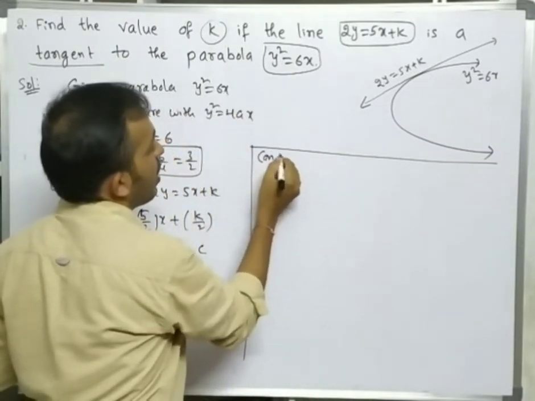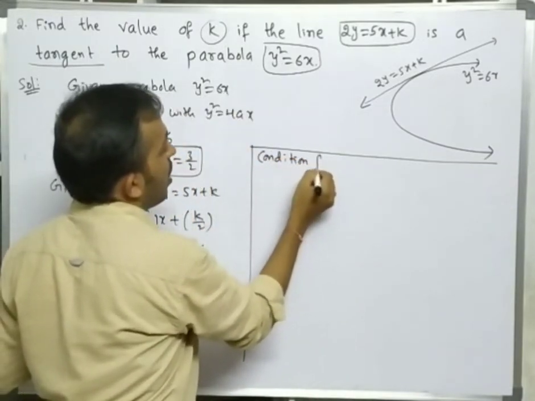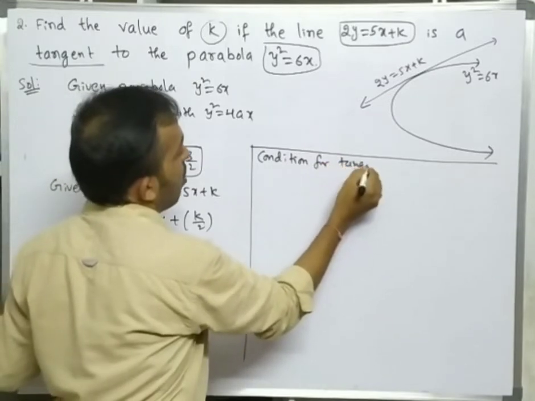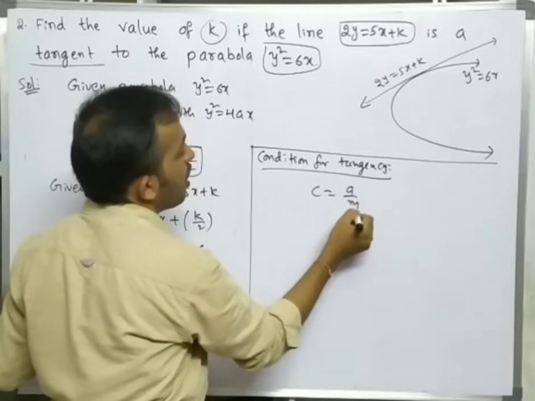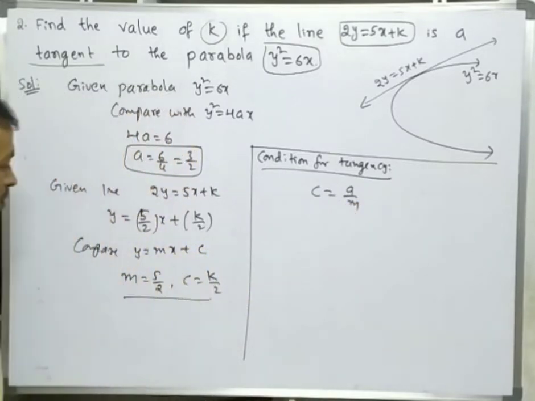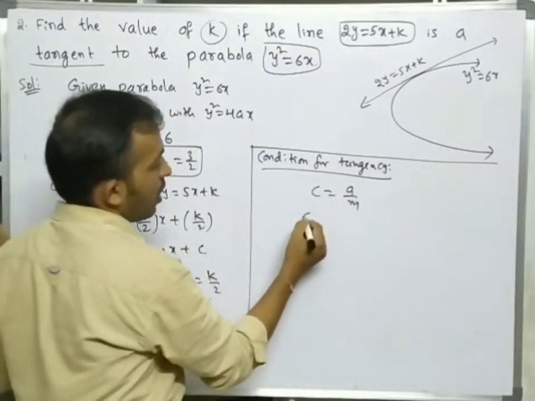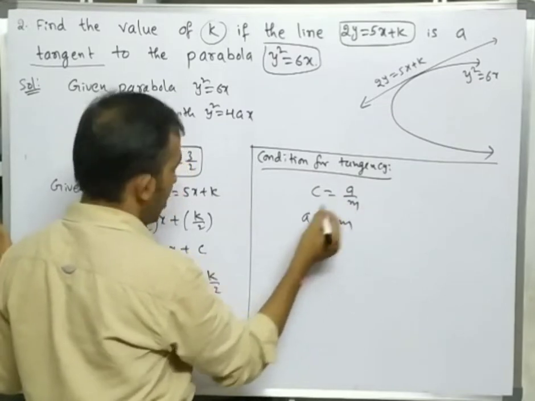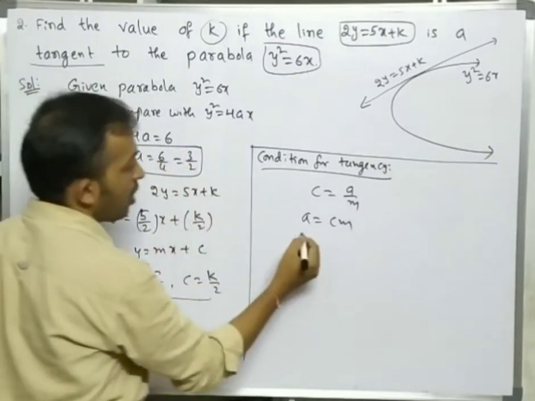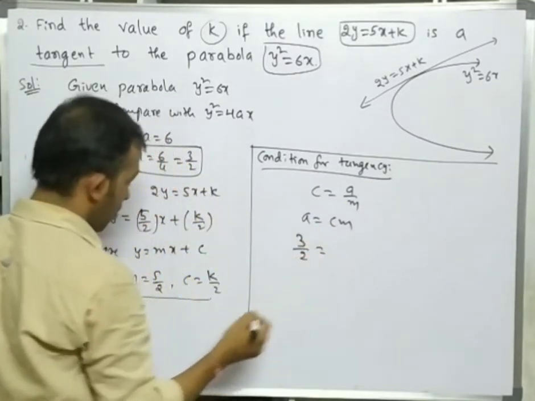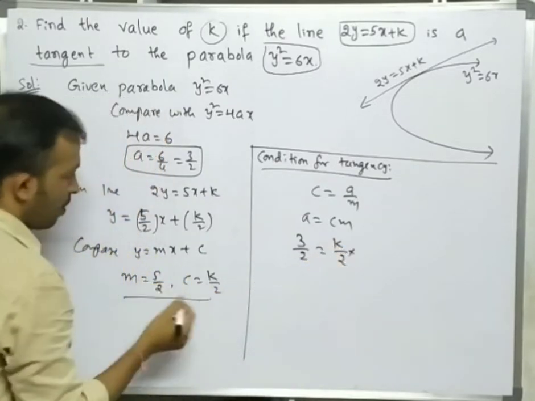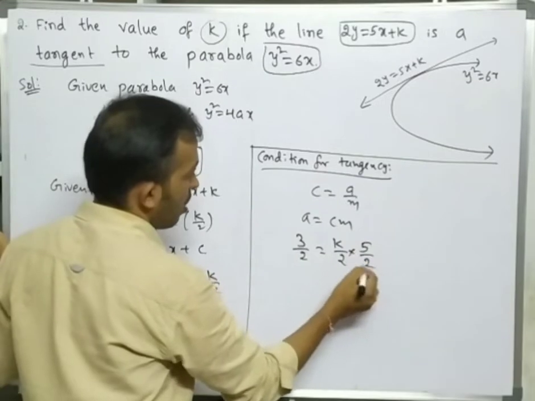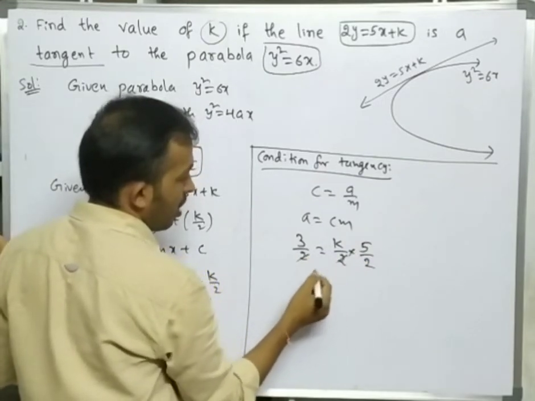Condition for tangency. What is the condition for tangency? c is equal to a by m, or a is equal to c into m. Okay, or a is equal to cm. What is the value of a? 3 by 2 is equal to c, which is k by 2, into m, which is 5 by 2. Okay, the 2 gets cancelled.